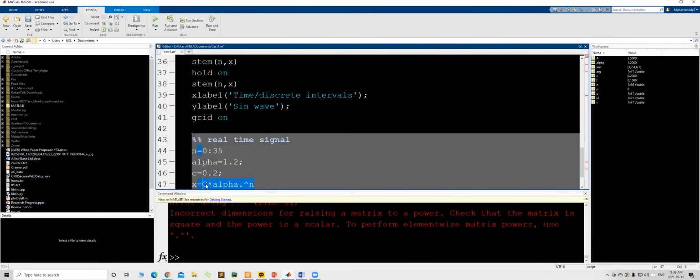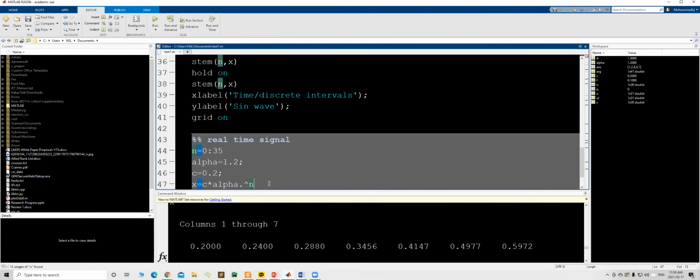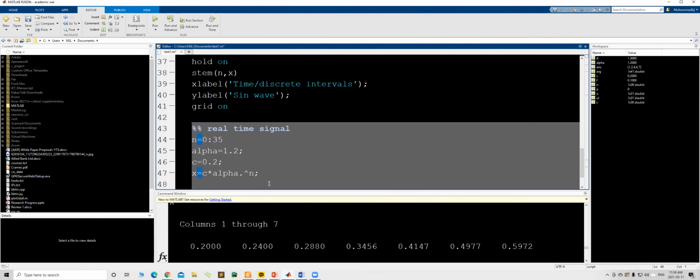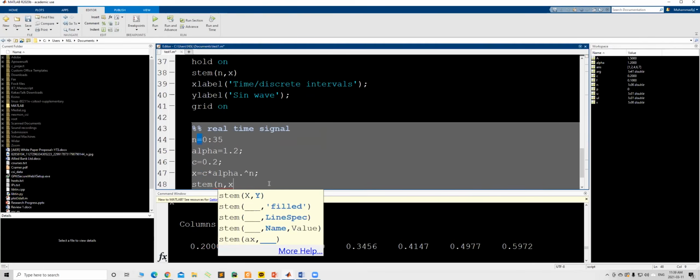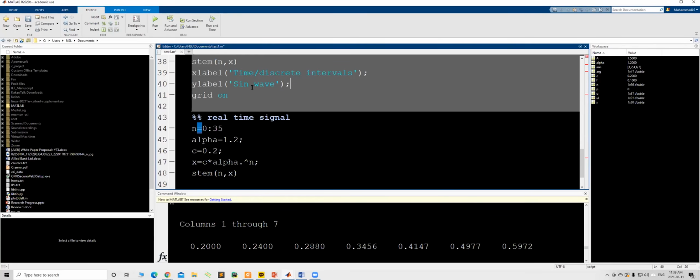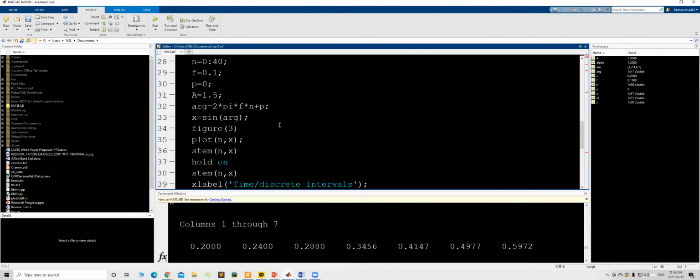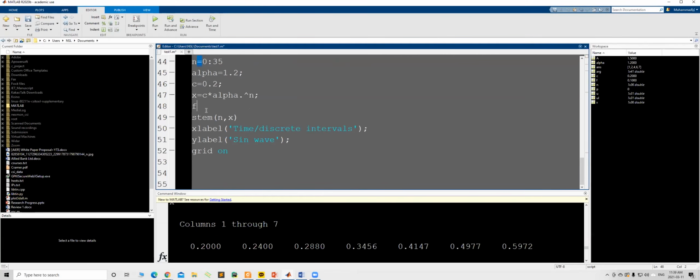If you write the same equation, sorry, it is not capital C, it is a small c, and then it should be working, right? So you can see it like this. And now I want to simply plot it. I will say stem of n comma x, and that's it. I should use the xlabel, ylabel, and grid on from before. I don't have to type it again. And for this one, it is figure number 4.